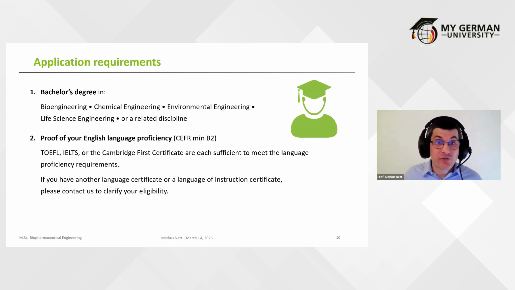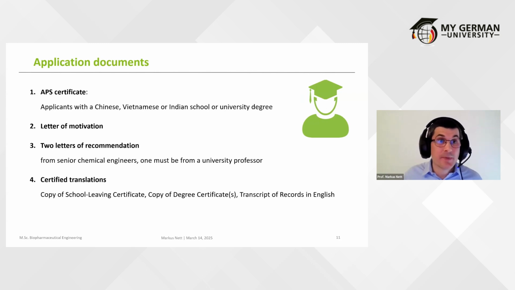So for the application procedure, you will also need some additional documents which are listed on this slide. If you have a Chinese, Vietnamese, or Indian school or university degree, you must also provide a certificate from the Academic Evaluation Centre, which will verify your documents. Nino already mentioned some information about APS, so you will also find this on My German University.